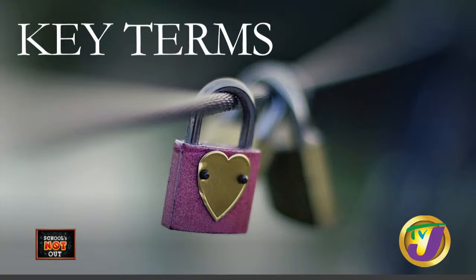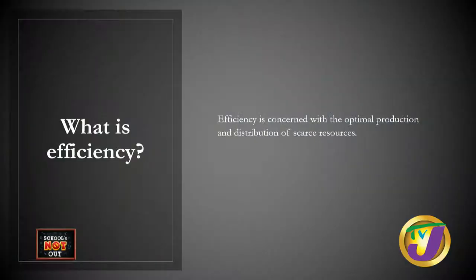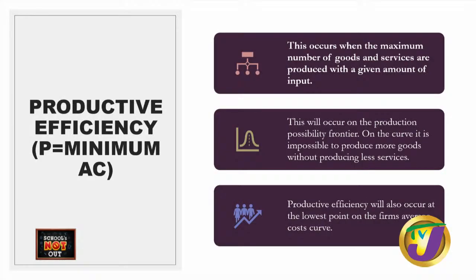Now, before we get into the lesson, we're going to look at some key terms. So the first key term that we're going to look at is efficiency. Now, efficiency looks at the optimal production and distribution of scarce resources. There are different types of efficiency that we will focus on. So there is productive efficiency, and then also we will look at allocative efficiency.